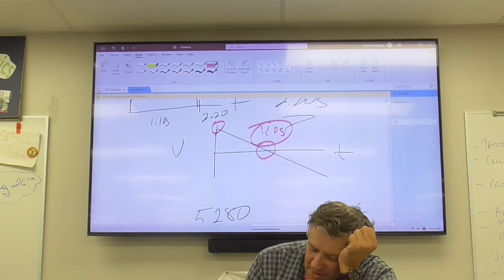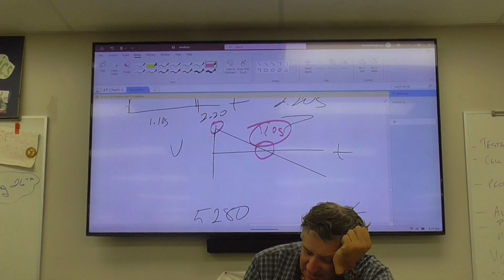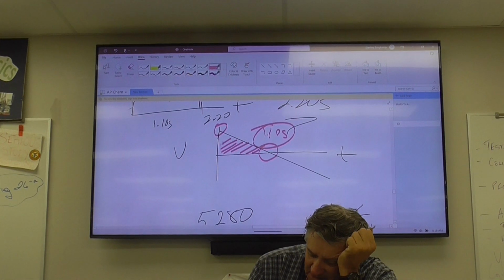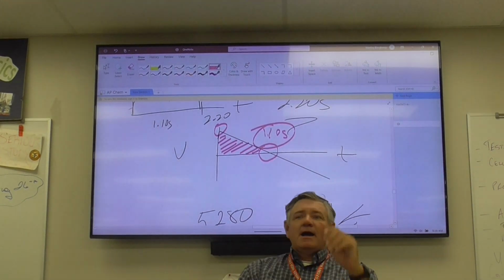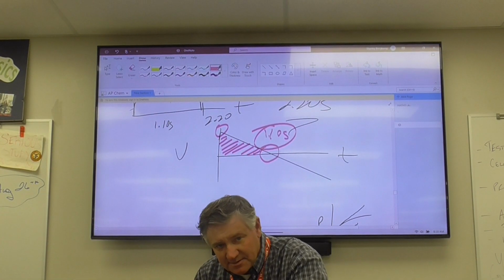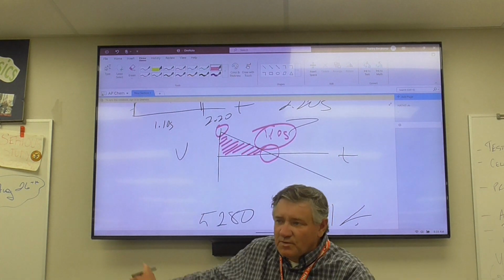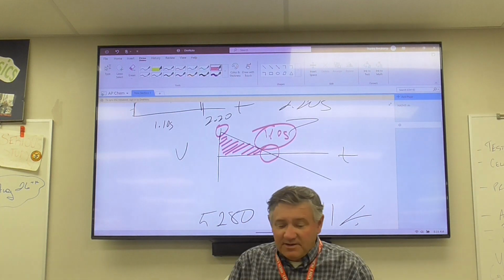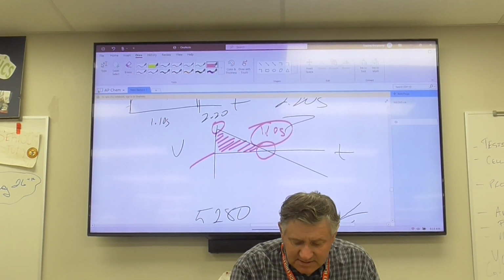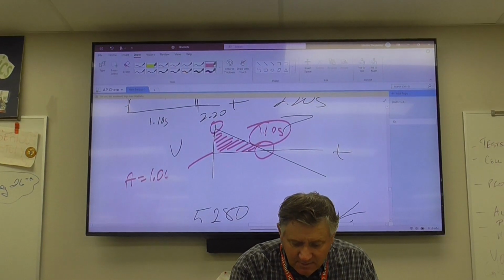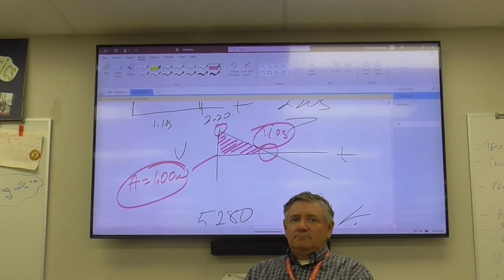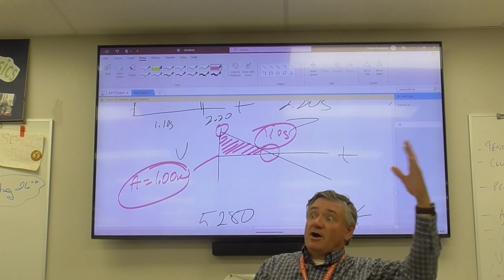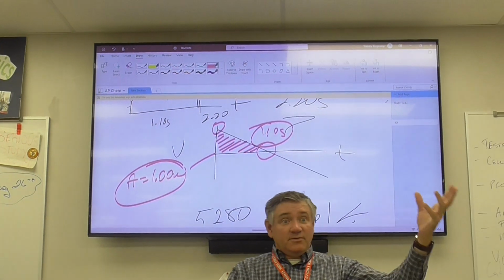We know that's 1.10 seconds. Now, this is what we talked about yesterday. How does displacement fit with this velocity time graph? It's the area. So this area in this situation would be 1 meter, because we don't know how far it's going to go up. So we're going to know the area.